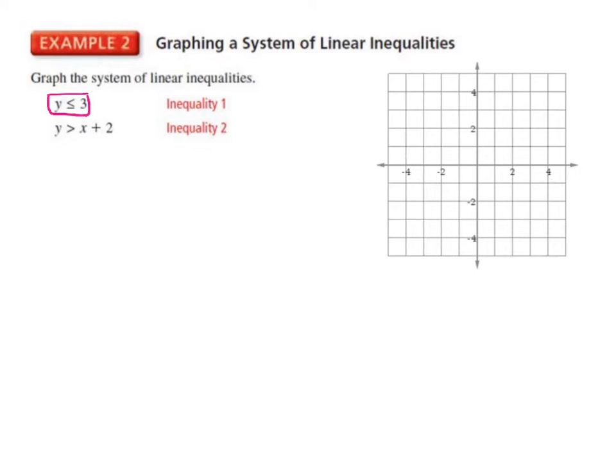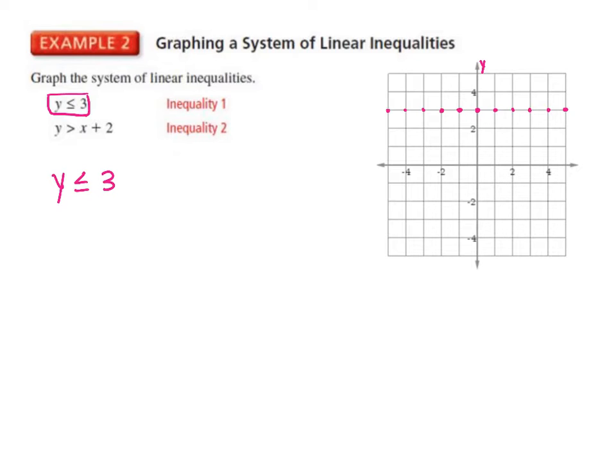So if I graph y is less than or equal to 3, because it only has a y, I know it's either a horizontal or a vertical line, right? And I know if the y has to stay at 3 every time, that means it must be a horizontal line, right? I want to make sure it crosses the y-axis at 3, and that the y's stay at 3 every time.